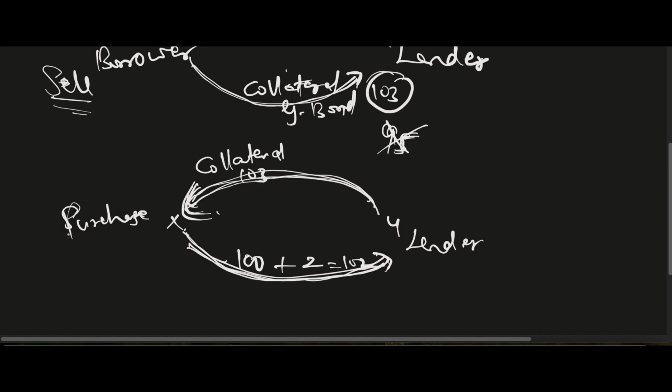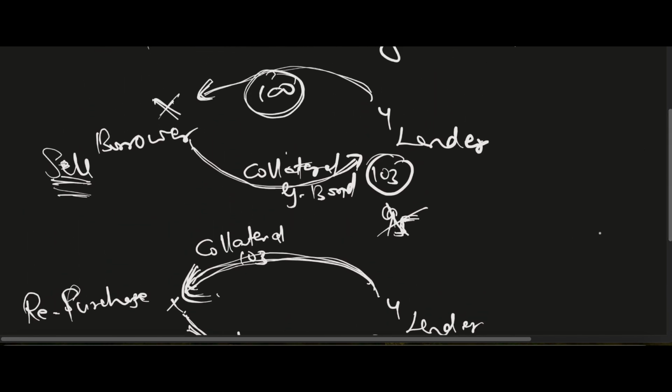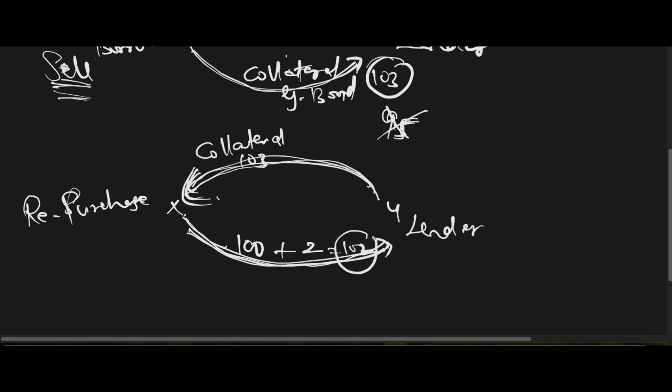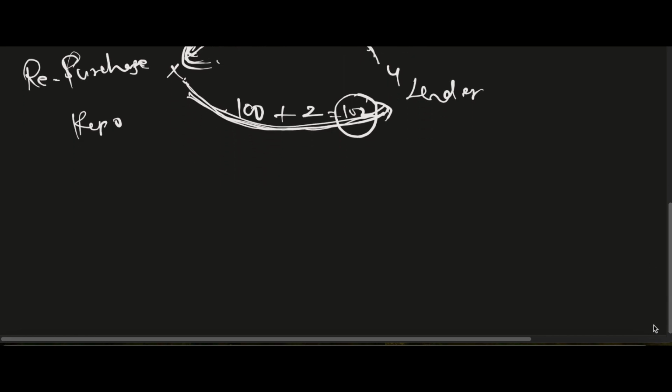So he is selling first, then he is repurchasing. He sold it for 100 and he repurchased it for 102. So repurchase we shortly call repo, or repurchase agreement, wherein he is promising to sell at 100 and repurchase at 102. That's why the higher rate of 102, and that's why the name repo. Fine. Now let's get into collateral management.